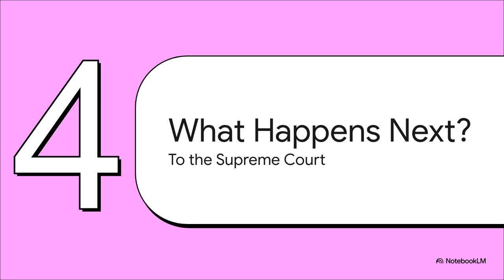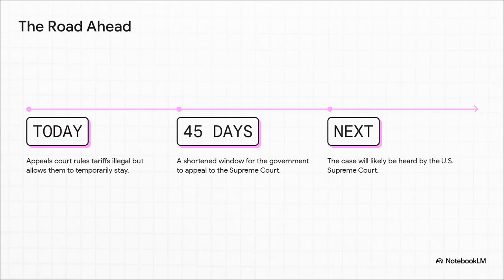What happens now? I mean, this is a huge ruling, for sure, but it is not the end of the story. So here's the road ahead. The court ruled the tariffs are illegal, but then they immediately paused their own decision to allow for an appeal. And here's a really interesting detail. They gave the government only 45 days to file that appeal. That's about half the normal time. It's a pretty strong signal that the court sees this as a really urgent issue that needs to be settled for good.